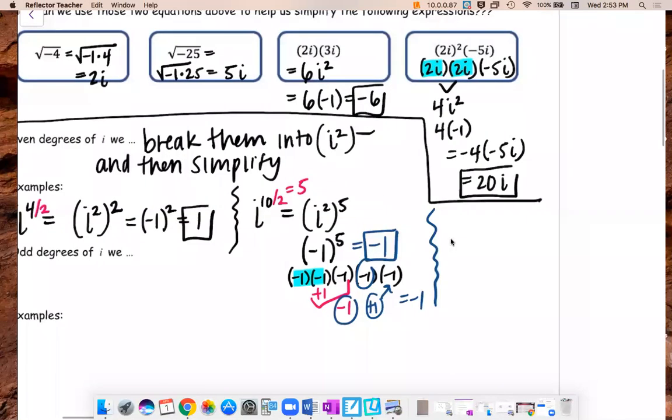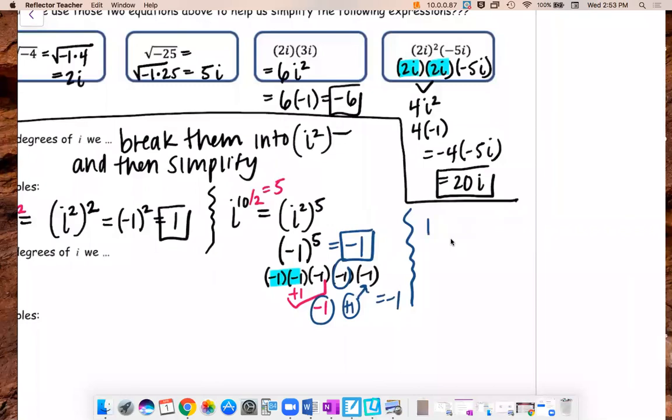Okay, let's do one more of an even degree. So let's do i to the 22nd. I'm trying to figure out how many i squareds I can break that into. So if I do 22 divided by 2, that becomes 11. So my exponent right here has to be 11. And then just double check, 2 times 11 becomes 22. And then I replace i squared with -1, raised to the 11th power. This is an odd degree.